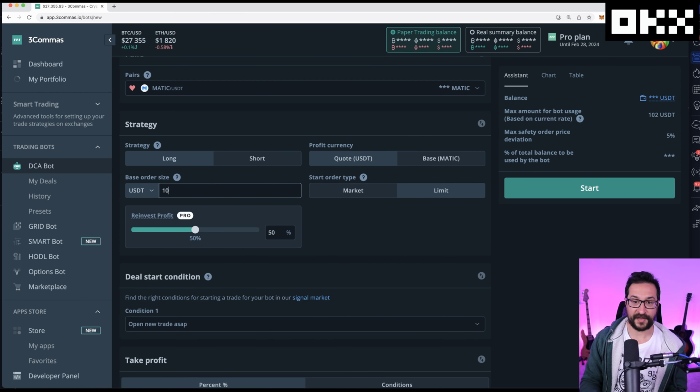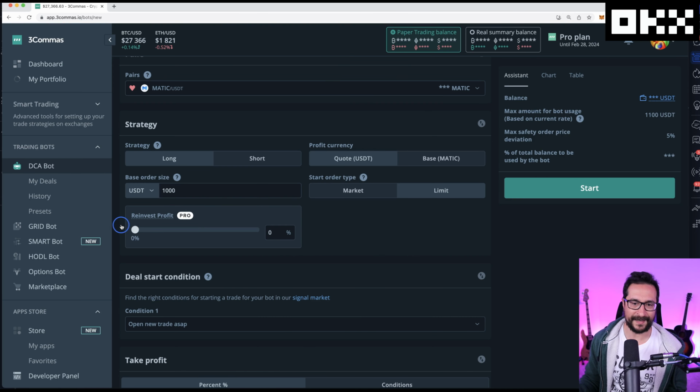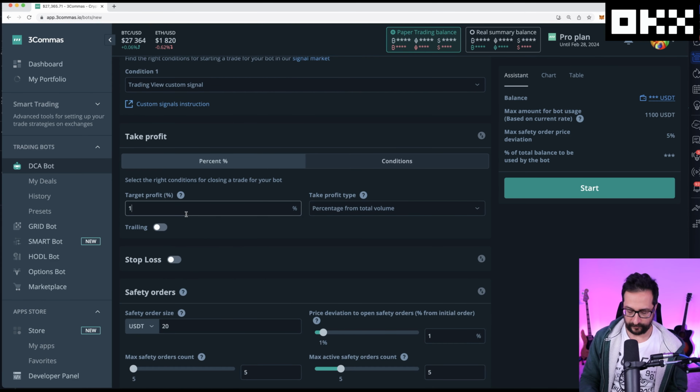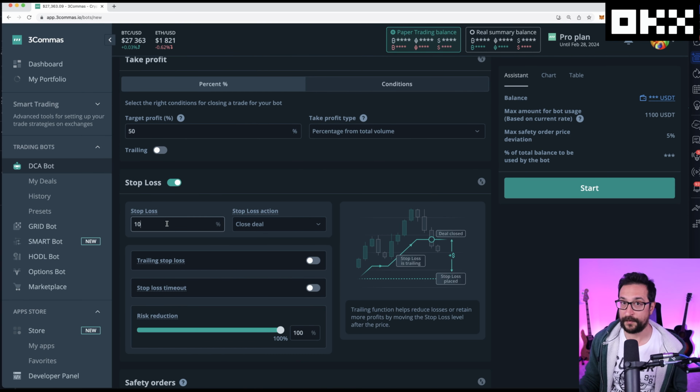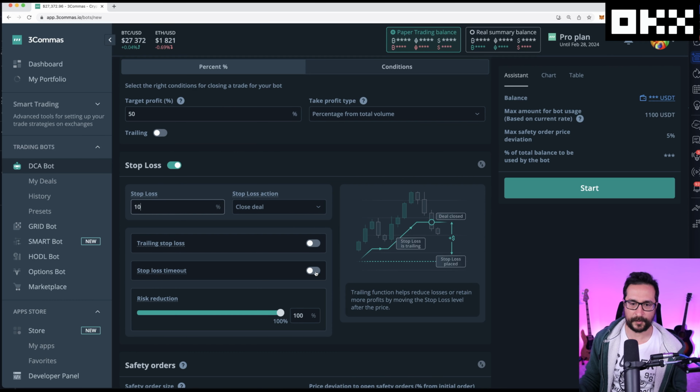Now we need to match things with the strategy. We have 1,000 for the base order. We need to completely disable the reinvest. In here, we need to use TradingView custom signal. For take profit, I suggest you use 50 because the strategy itself is going to decide when to sell. Do not use trailing. You could set up a stop loss if you wanted at a place that you feel comfortable, but the script as well has a stop loss, so make sure that they are not interfering with each other. Disable trailing stop loss, disable stop loss limit timeout, disable stop loss timeout, and disable risk reduction.